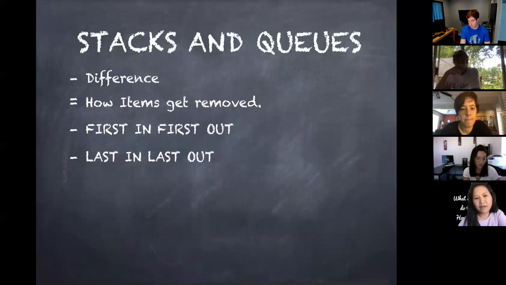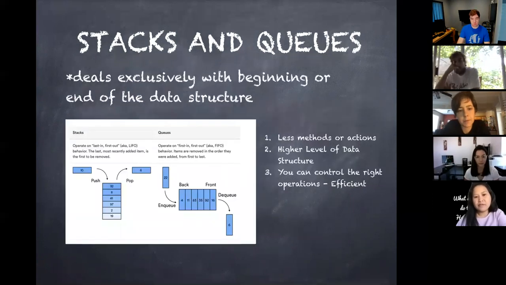So we talked about that a minute ago. The difference is how items are getting removed: the first in, first out concept and the first in, last out concept. So from the GA module, this is what it looks like.